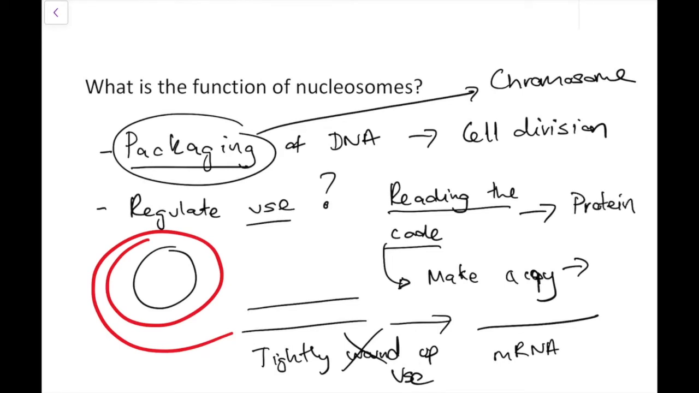And so all of these things, reading the code, making the mRNA, and making the protein, these are what's called expression of genes. So reading the code to make a protein, that's gene expression. And so nucleosomes can regulate gene expression.